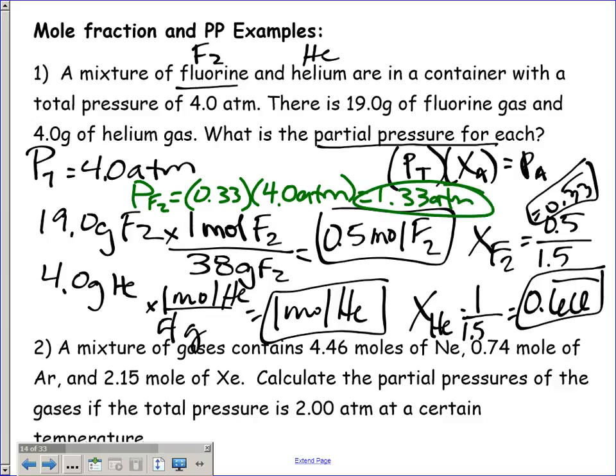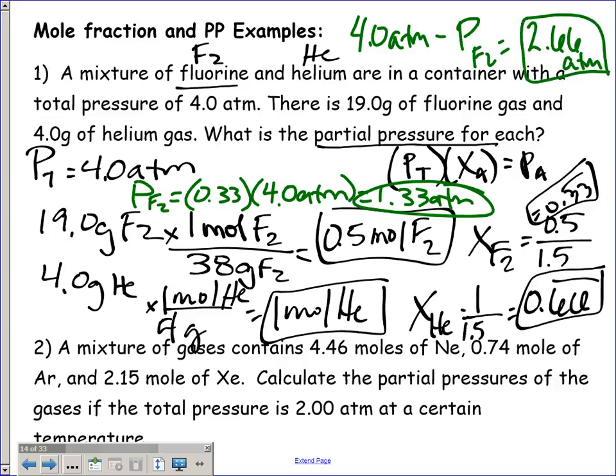Okay. Do you truly have to do the same exact process to find the second partial pressure? No. What could you do? You could subtract. So you could take your 4 atmospheres, subtract your partial pressure of fluorine, and then what would be your partial pressure of helium? 2.66 repeating atmospheres. Not hard, right? But new. So I just want to do at least one sample with you.